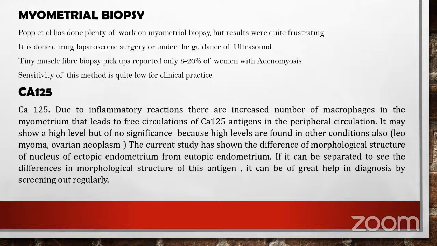The current study has shown the difference of morphological structure of nucleus of ectopic endometrium from eutopic endometrium. If it can be separated to see the differences in morphological structure of this antigen, it can be of great help in diagnosis by screening out regularly.